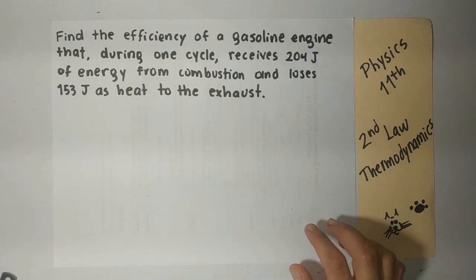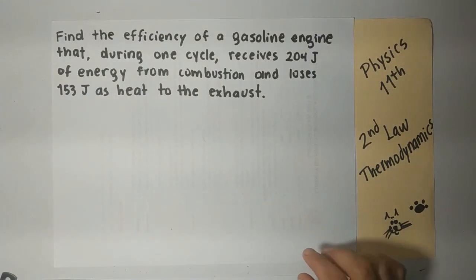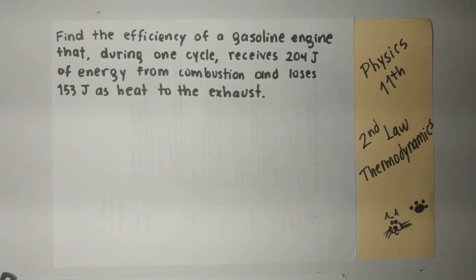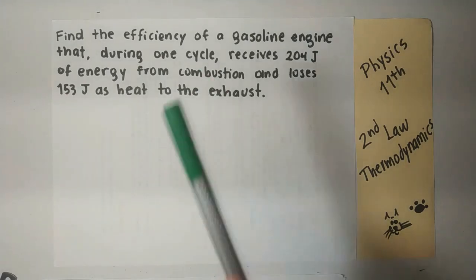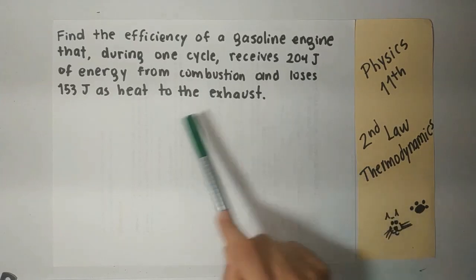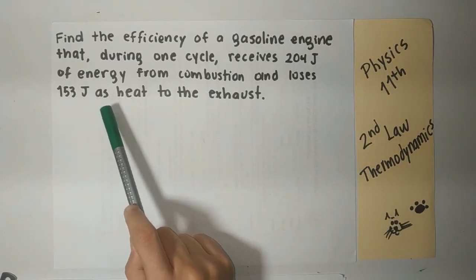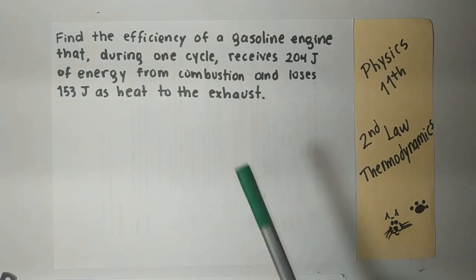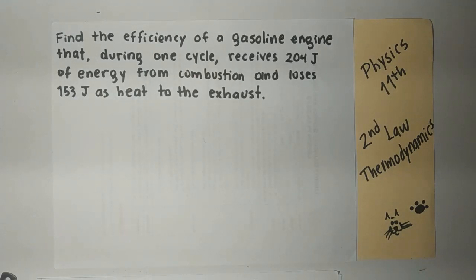This sample problem is on page 350. Now, the efficiency of a gasoline engine that during one cycle receives 204 joules of energy from combustion, and loses 153 joules as heat to the exhaust. Now, from this problem, the first step that we're going to do is write the givens.